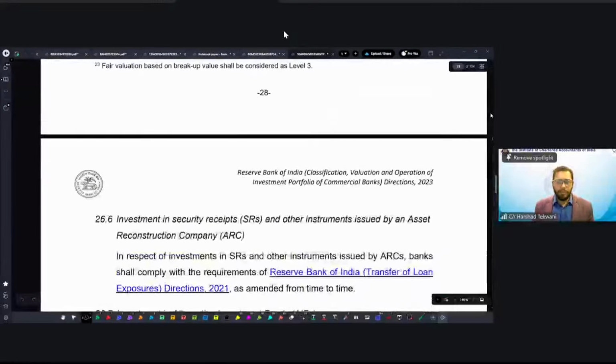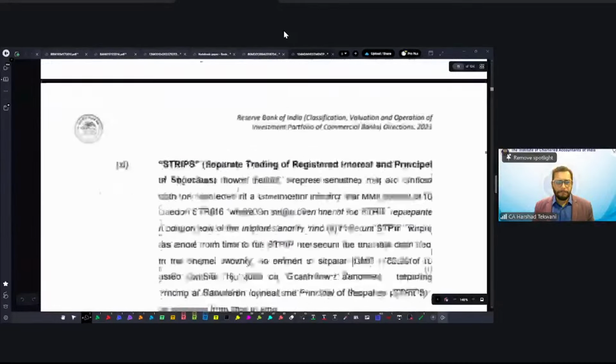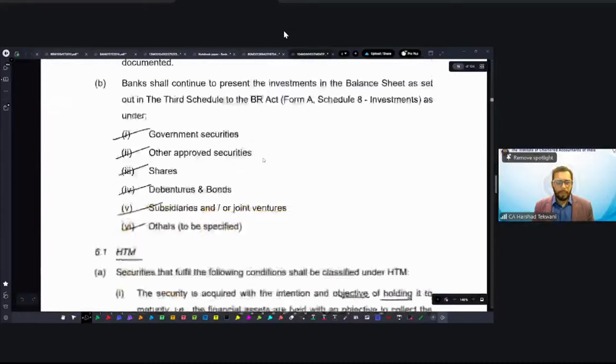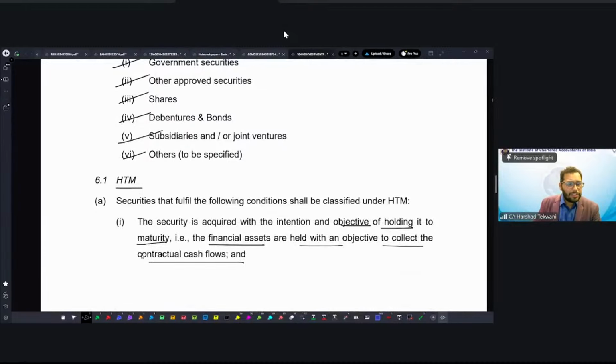So let me go on the top again. See, these are the categorization of investment, which will be government securities, other approved securities, shares, debenture bonds, subsidiaries, joint ventures, and others, which are then classified into HTM, objective to hold for long term, and all those things. When I talk about asset, these are the advances. Basically, when I talk about non-performing asset, it is the non-performing advances that are held by the bank. So over there, it's the kind of advances.